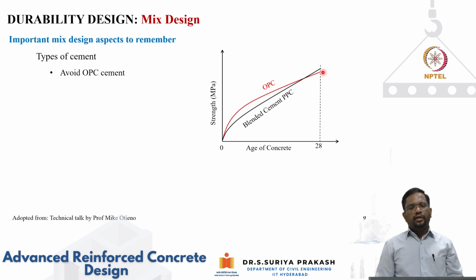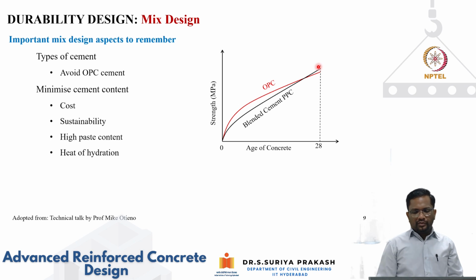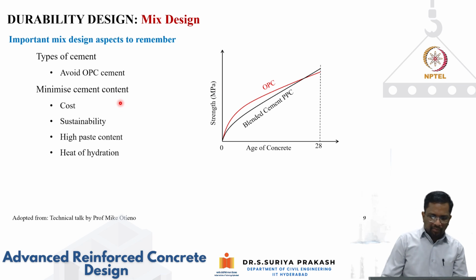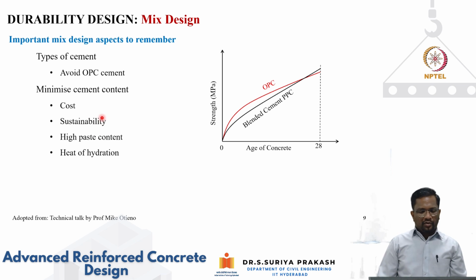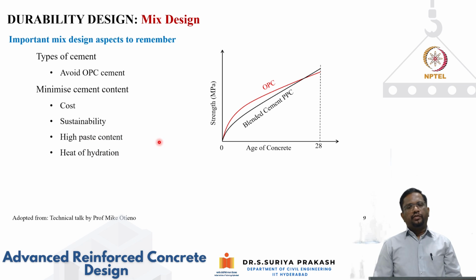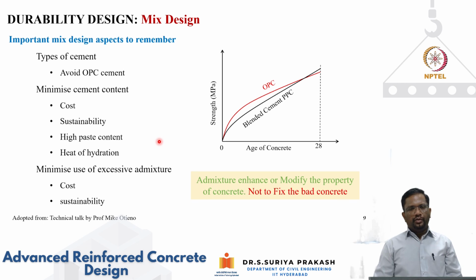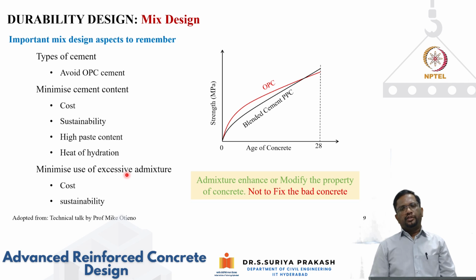blended cement can get either close to the strength you achieve with OPC or maybe slightly higher, because when you use SCMs, you form additional calcium silicate hydrates that will give you better strength over a long period of time. That can also help in minimizing the cement content from a cost point of view and a sustainability point of view. We talked about that, and also from a paste content point of view, and the heat of hydration can also be reduced. That can lead to lesser shrinkage cracks.